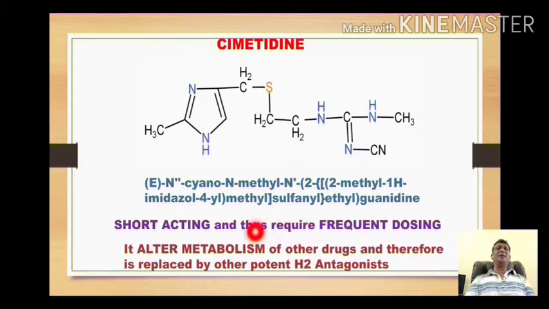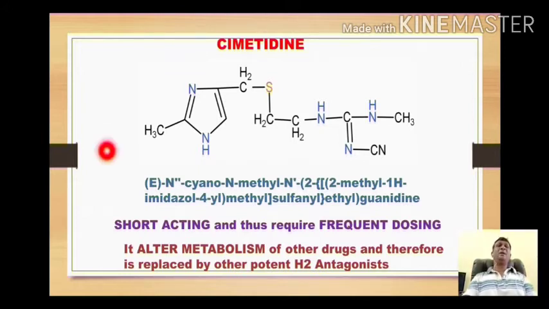Now this drug is short acting. That means its action will remain only for some time period. That's why its frequent dosing is required. And it is found that this drug alters the metabolism of other drugs, due to which this drug is not used for some other reasons, and that's why it is now replaced by other potential drugs.